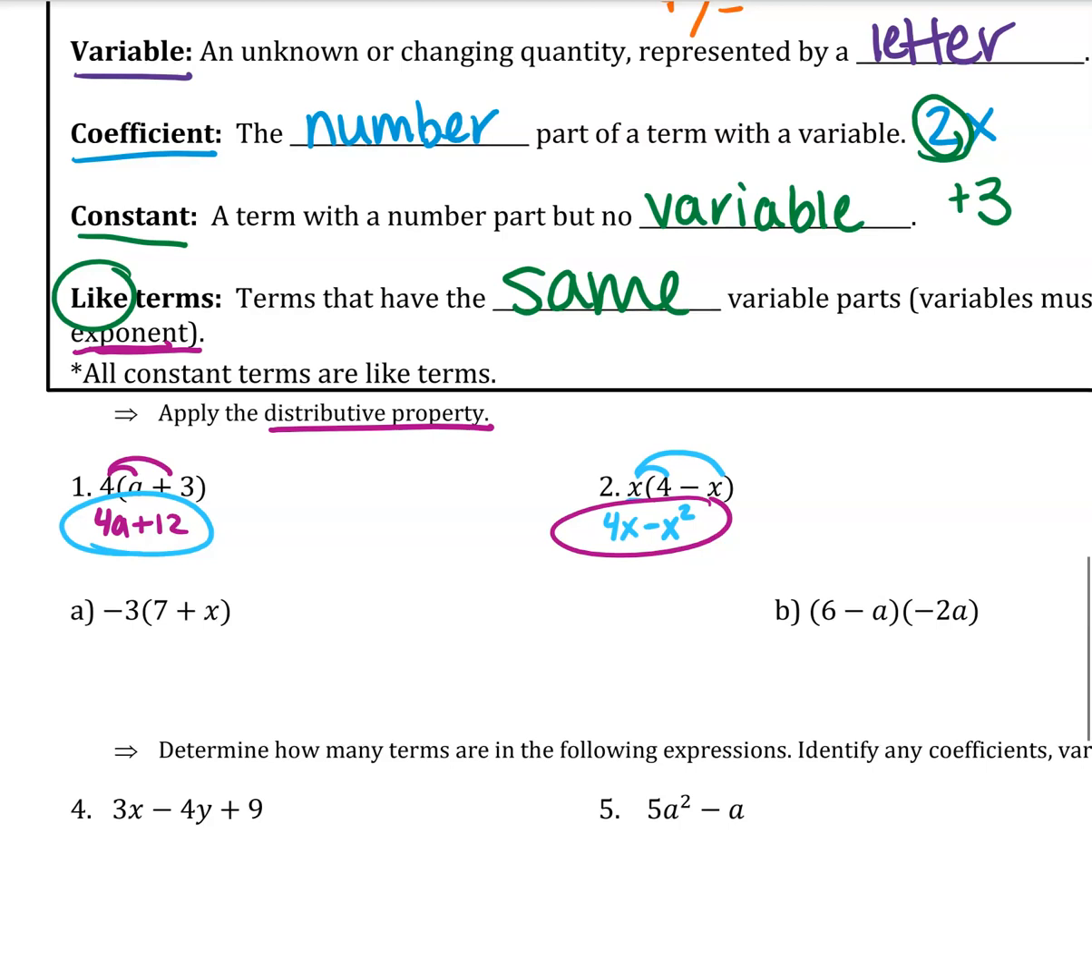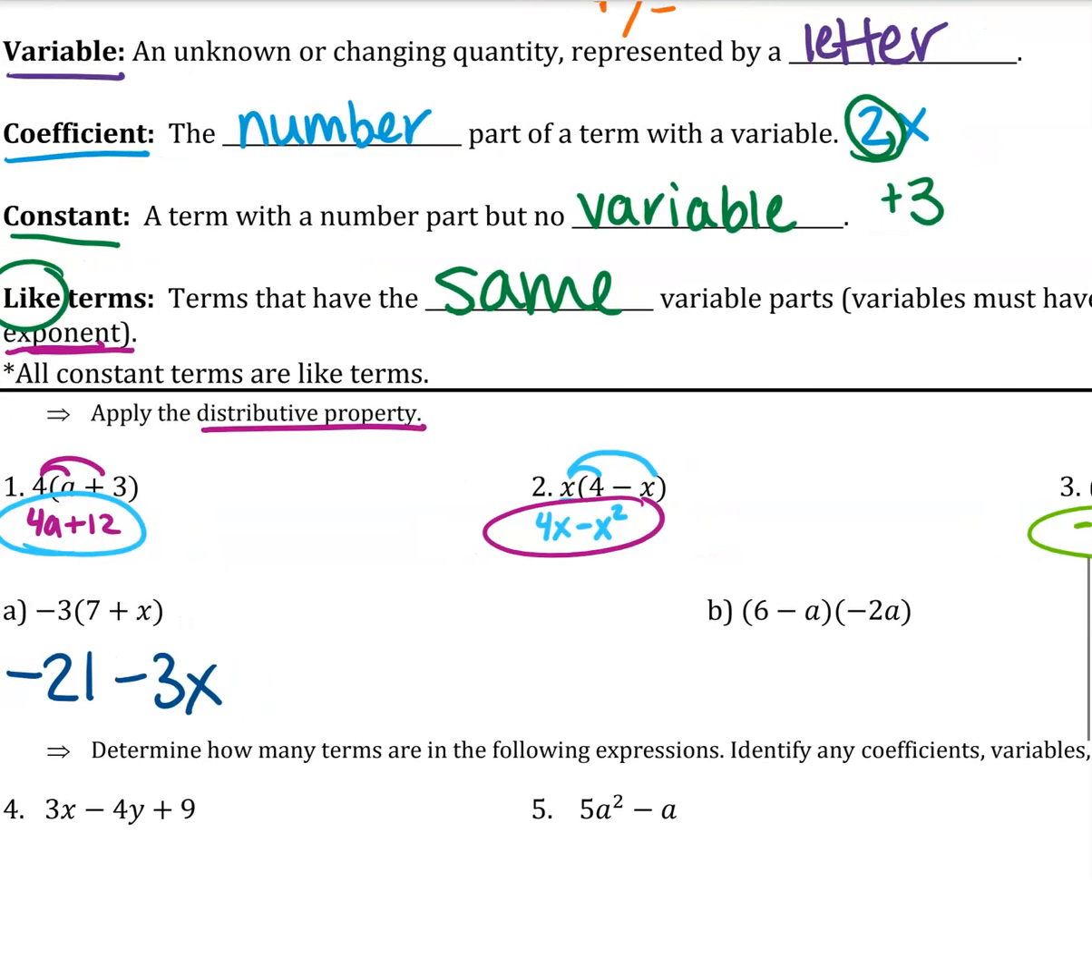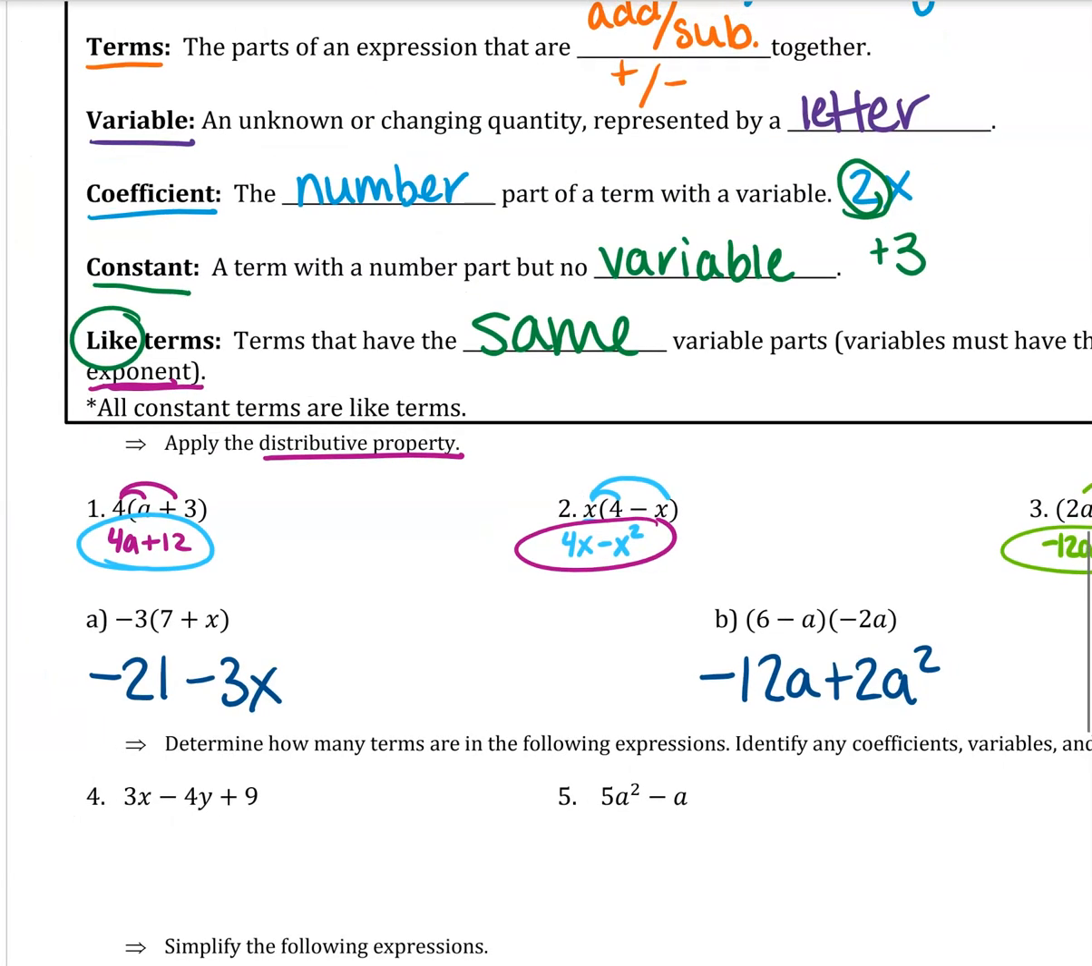So if you did those on your own, for A, you should have gotten -21 minus 3x. If you didn't, go back and check your work. If you still can't figure out what you did wrong, ask your teacher tomorrow. And then on the second one, you should have gotten -12a plus 2a squared. Again, same thing. Go back and check your work. If you can't figure it out, you can ask your teacher tomorrow during class.